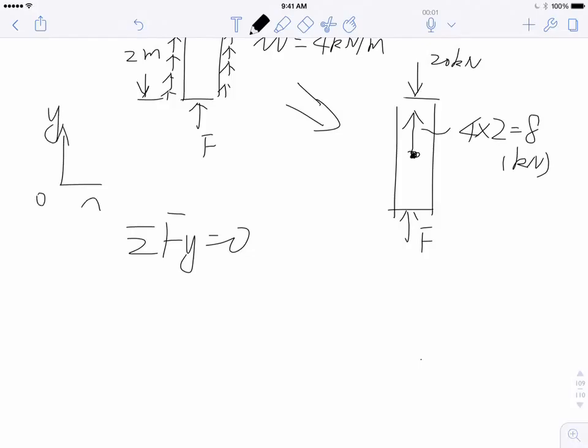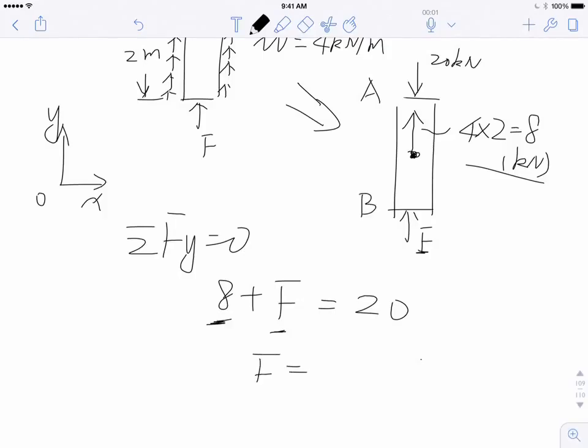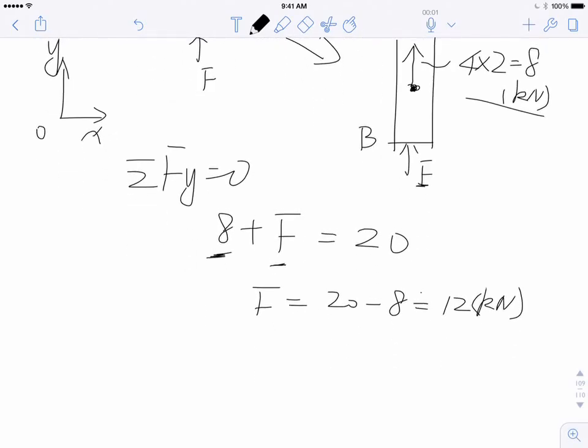All right. Okay, so using your knowledge, summation Fy is 0, or the force in the y direction is 0. So I know the force going down is 20 kilonewtons, and the force going up is 8 plus F. 8 is the force caused by the soil, right? And then F over here is caused by the reaction force from the concrete at point B. Okay, point A, point B. So therefore, I automatically know F is equal to 12 kilonewtons, because 20 minus 8, that is my reaction force.